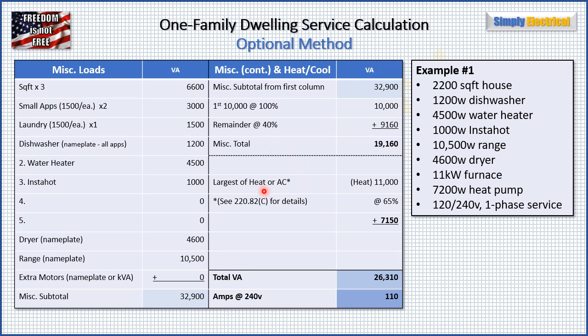Next, we do with our heat and cooling. We're going to have the heat at 11,000 because we have a furnace and heat pump situation, so they do not operate simultaneously. Therefore, we choose the heat and we take 65% of it, and that's spelled out in 220.82(C). 65% of 11,000 is 7,150, and we just add that to our 19,160, and we come up with a total dwelling VA of 26,310 VA. Our voltage is 240 volt single phase, so we just divide our VA by our volts, 240, and we get 110 amps, and that is our service size.